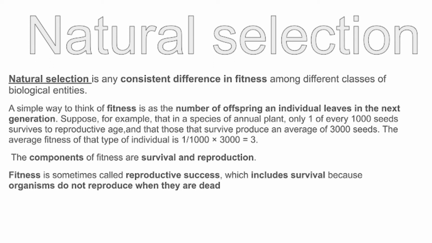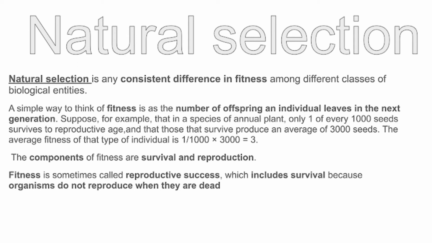So now let us discuss what natural selection is. Natural selection is any consistent difference in fitness among different classes of biological entities. This means that for a characteristic, there is a variation among the group members, and out of them, one of the characteristics for the trait has been selected which was fit for the environment. So this is known as natural selection.